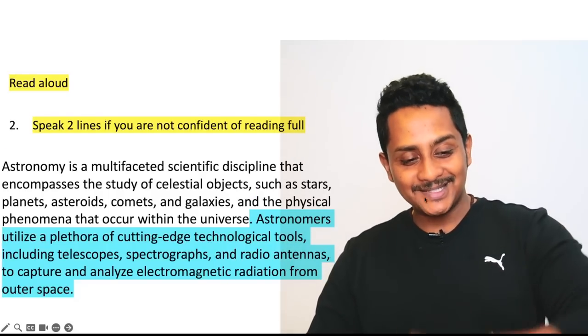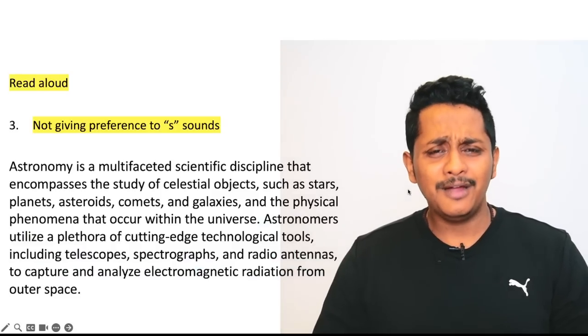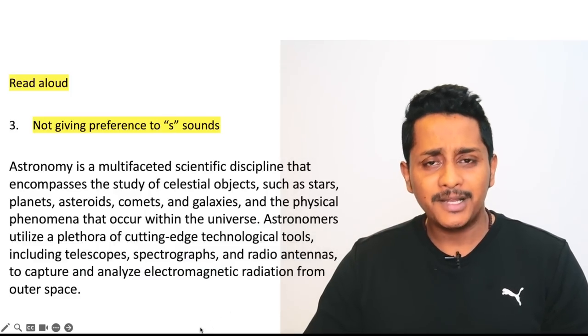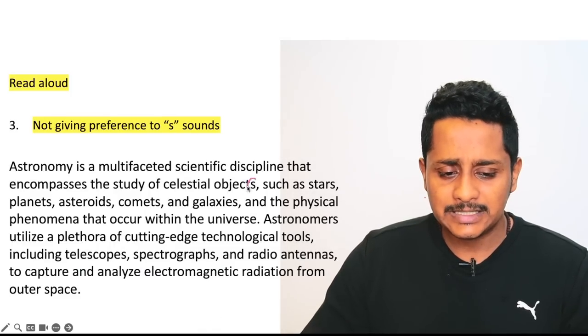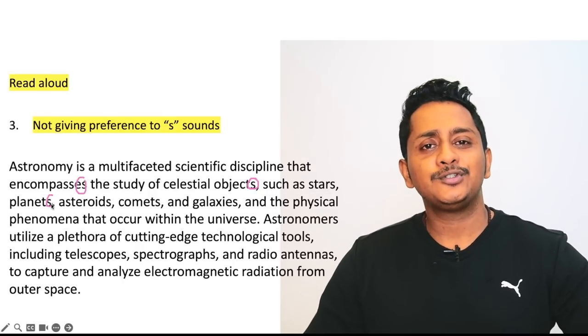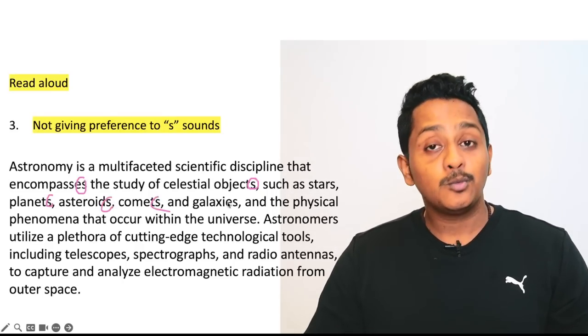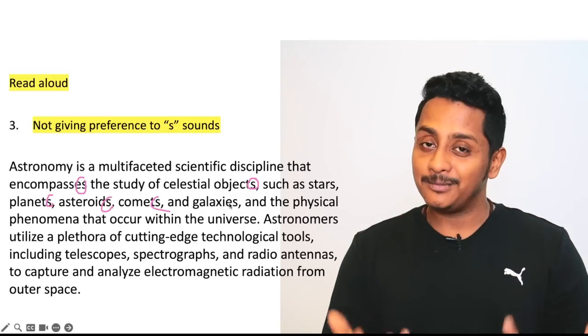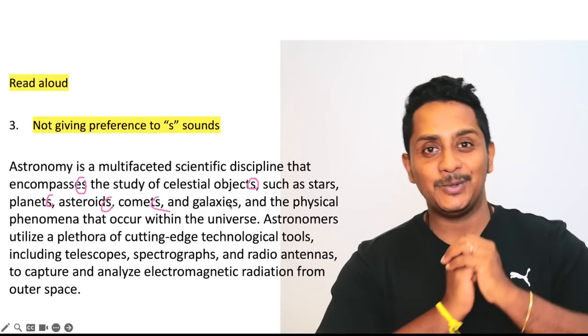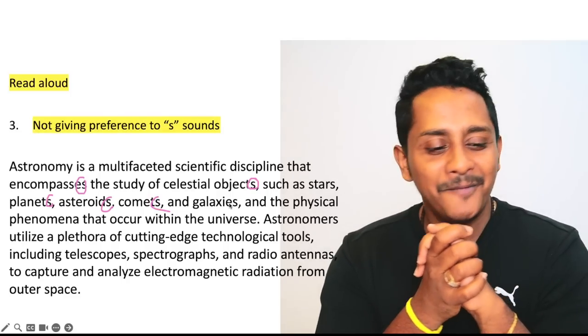Let's quickly move on to the strategy number three. Don't have to give preference to S sounds. So what people end up doing a lot many times, see here, objects, encompasses, planets, asteroids, comets, they think, oh, I have to pronounce them very, very clearly for the software to understand. Otherwise, my content marks will go down. So what people end up doing?